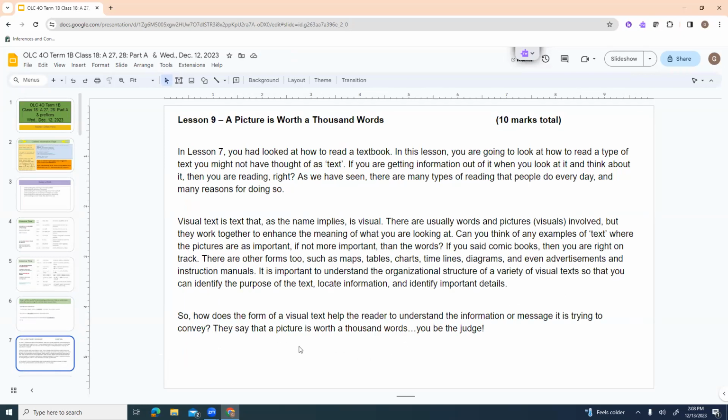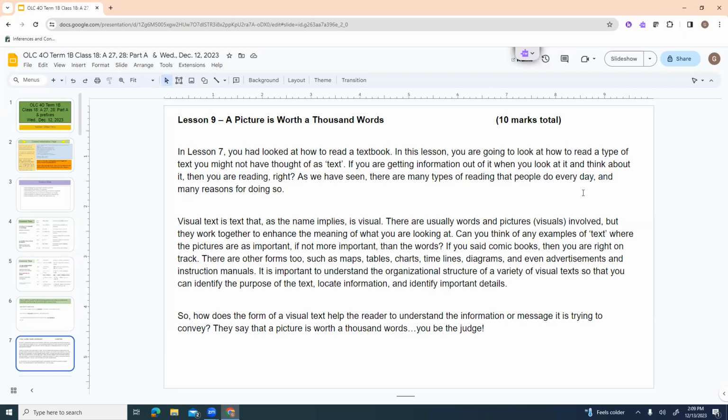Okay, so we're going to work on lesson 9 first. Sorry, lesson 9. It's a very short lesson. This one is just worth 10 marks. In lesson 7, we looked at how to read a textbook. In this lesson, we're going to look at how to read a type of text you may not have thought of as text. But if you're getting information out of it when you look at it and think about it, then you are reading. And as we have seen, there are many different types of reading that people do every day, and many reasons for doing so.